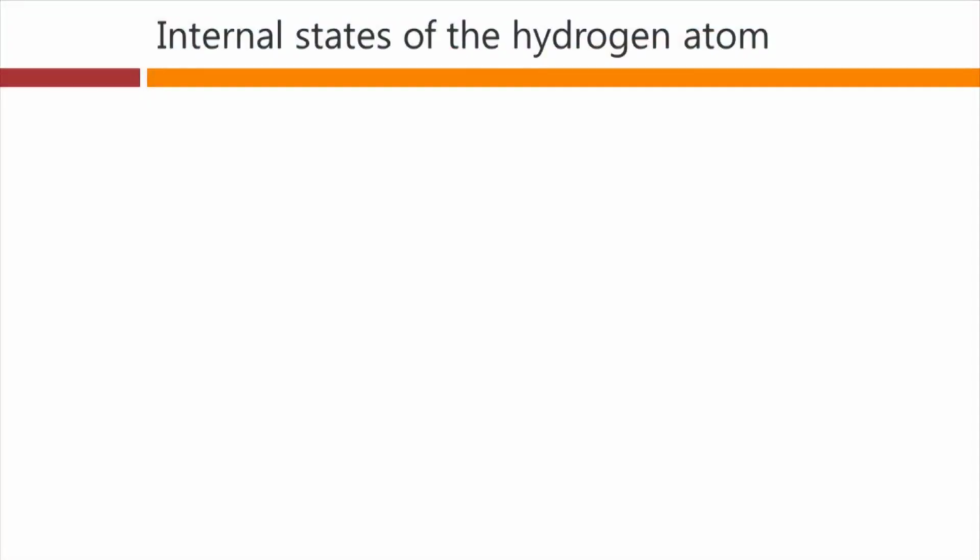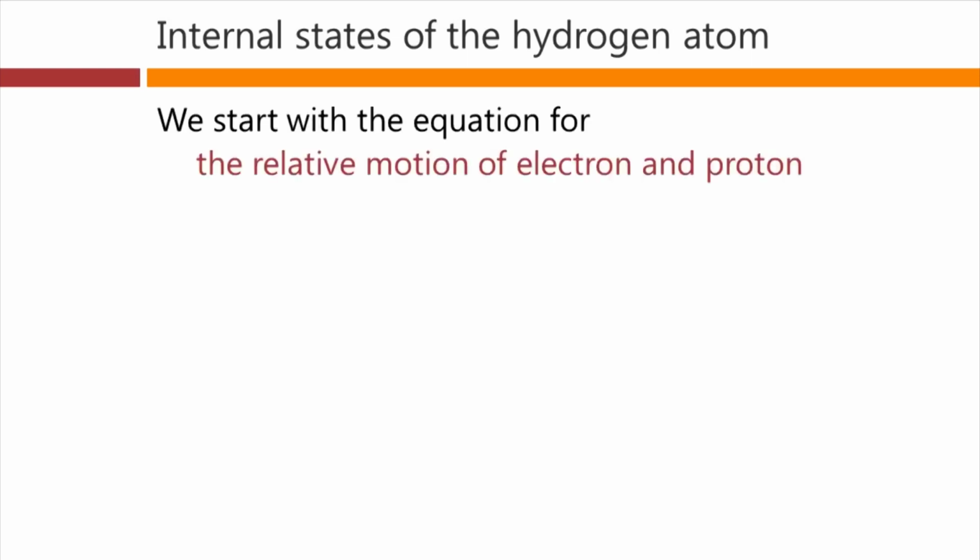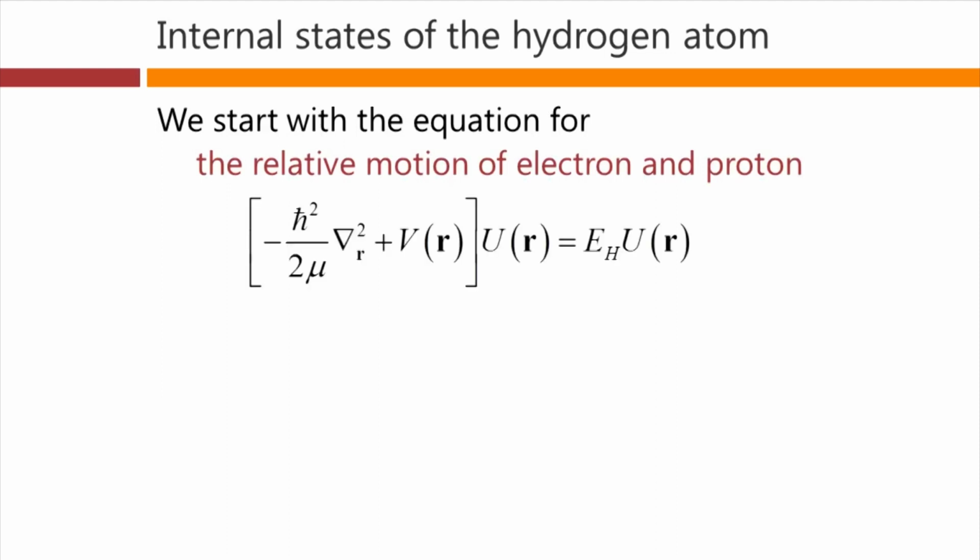So let's start to solve properly for the internal states of the hydrogen atom. We start with the equation for the relative motion of the electron and the proton that we already worked out. So here is the equation, del squared with respect to the relative position of the electron and the proton, and our potential here, which is a Coulomb potential, and though we've written it as a function of vector r, really it's only a function of the relative position distance, the ordinary scalar r.